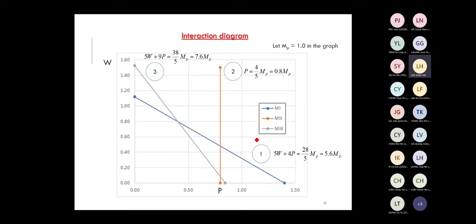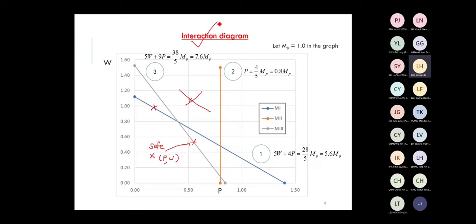What is the meaning of this graph? We mentioned a little bit in the notes. Any combination of P and W within this area, then they're safe. No collapse, right? They're safe. If the combination reaches the gray line, where the gray line means the combination of P and W satisfies equation 3, it will make the structure collapse in mechanism 3. Plastic hinges form at A, C, D, E, right? If the combination meets the blue line, that means it will collapse in mechanism 1, and so on. Outside the boundary, it seems not feasible because when the combination touches the curve, it already makes the structure collapse. So it seems that outside the boundary is not feasible.